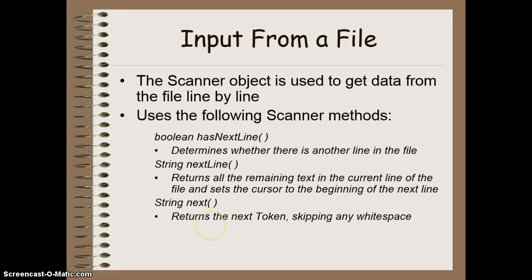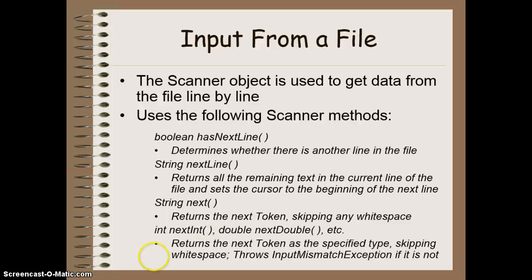Next just gets the next token, tokens being separated by any kind of white space. So space on the keyboard, a tab, and enter, all those would be examples of white space. And then we've got the specific types we want to input, so nextInt, nextDouble, and so on. And again, if we get the wrong type, we're going to get an InputMismatchException that we can check for as well, like we were doing before.